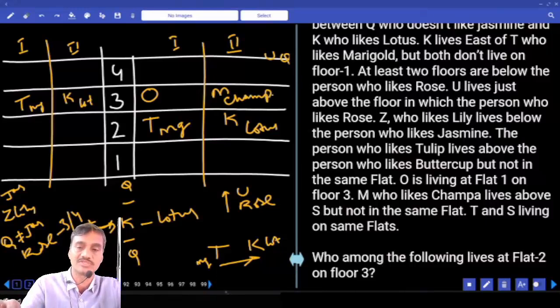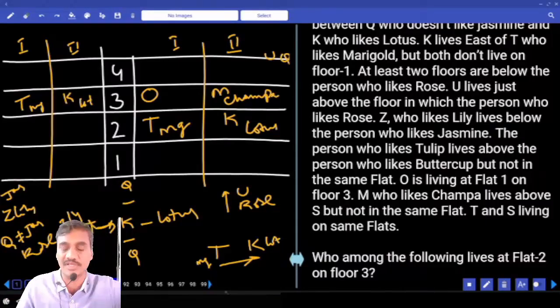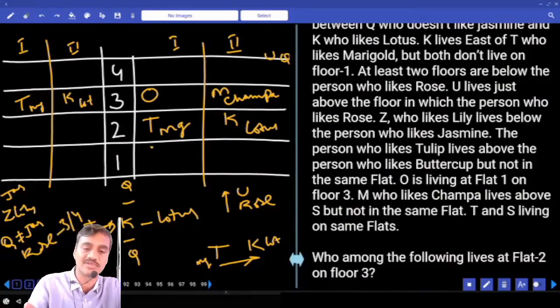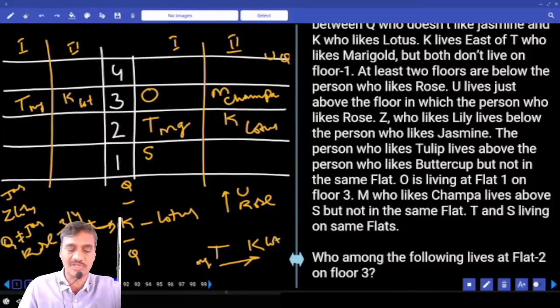Now M who likes champa is above S. Hence where should this S be? S must be on the 1st floor. Is that correct? S is on the 1st floor. T and S are living in the same flat. S is here. Now if S is here, then what is the other thing left over here?